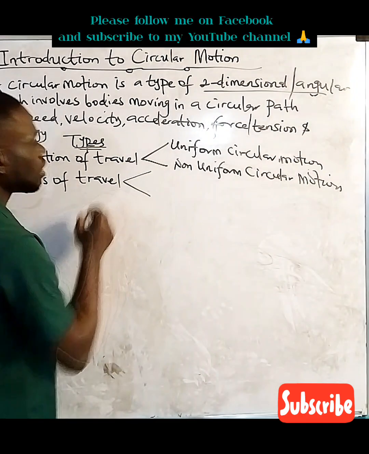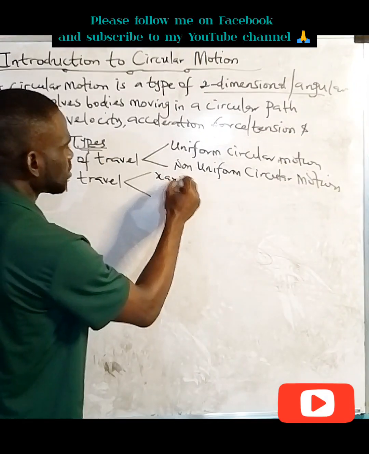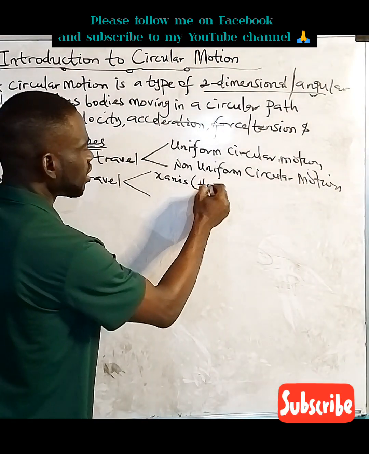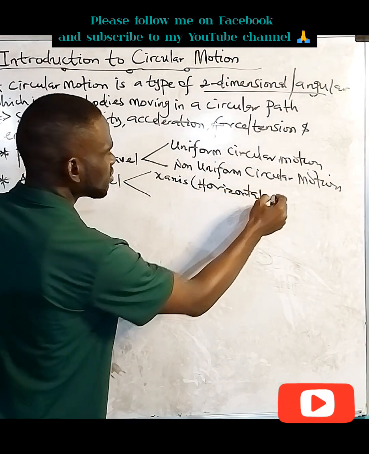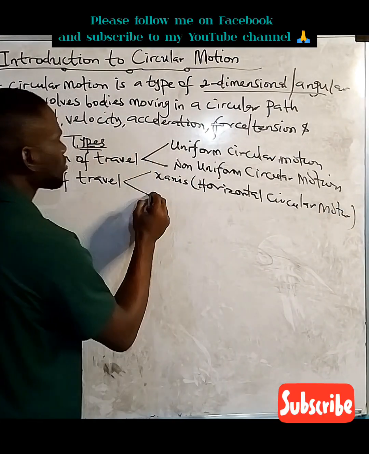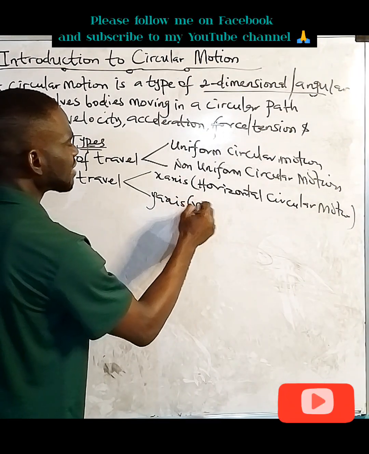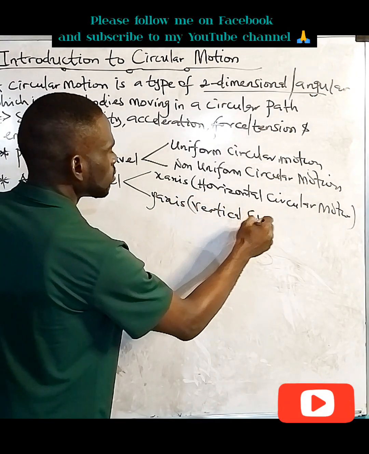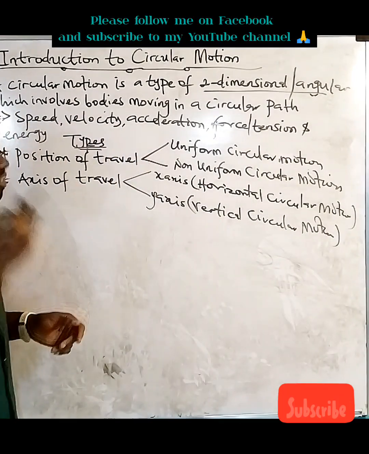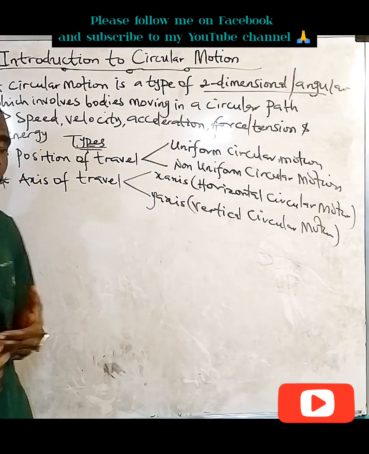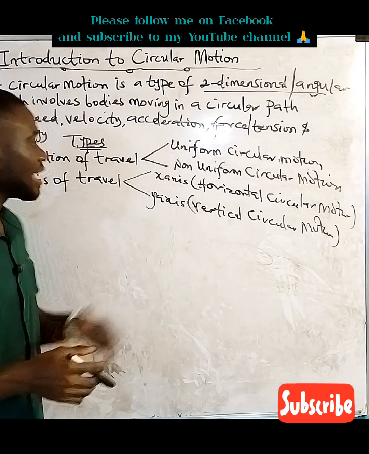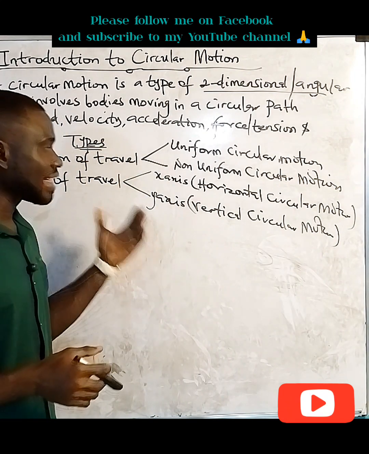Now based on axis of travel, we have the x-axis. We can classify circular motion based on x-axis of travel, which we call the horizontal circular motion. And also the y-axis, which we call the vertical circular motion. So we're going to just quickly be discussing each of those types of circular motion. We're going to see the difference between the uniform circular motion and the non-uniform circular motion, and also the horizontal circular motion and the vertical circular motion.